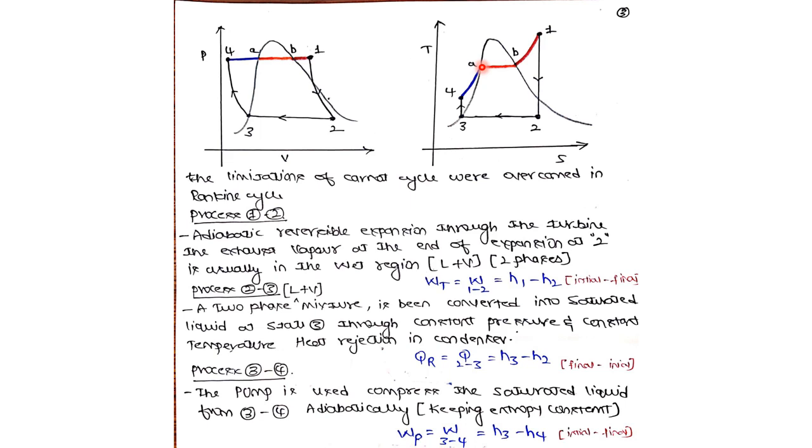Now, from A to B, that means here it is 100% liquid. State B is 100% vapor. So what is happening here?